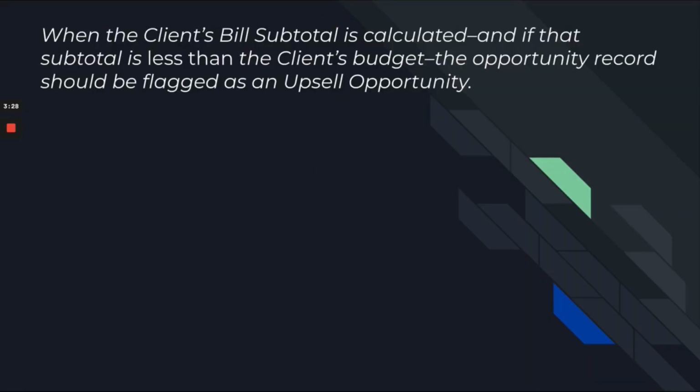So if we go back to the purpose of the flow, we can begin to break down what it is the flow is going to need in order to accomplish this goal. When the client's bill subtotal is calculated, and if that subtotal is less than the client's budget, the opportunity record should be flagged as an upsell opportunity. Well, this very first sentence gives us the entry criteria. So we know the entry criteria is going to be when the client bill subtotal field is changed. That's going to trigger the flow.